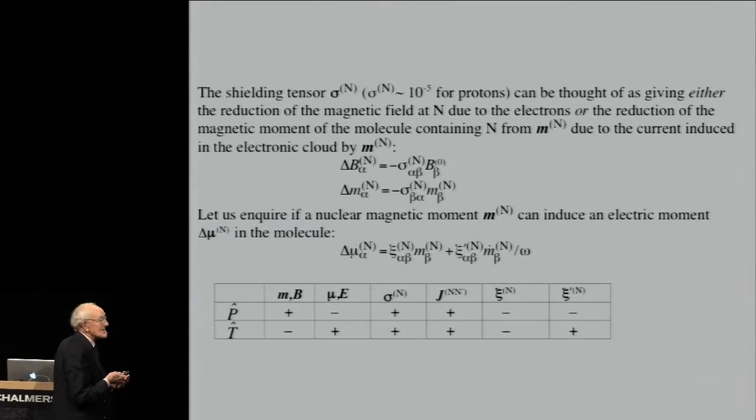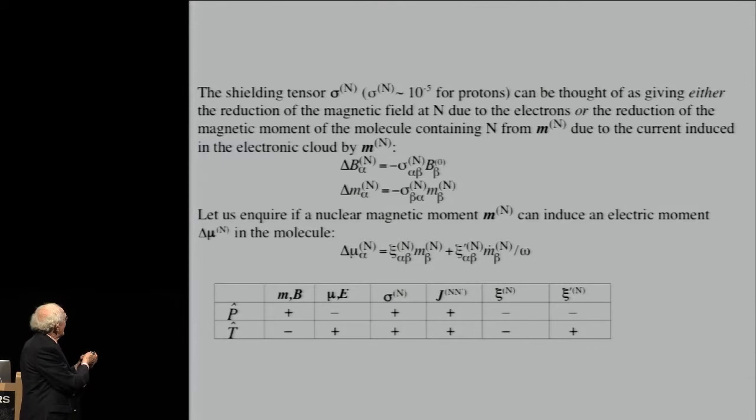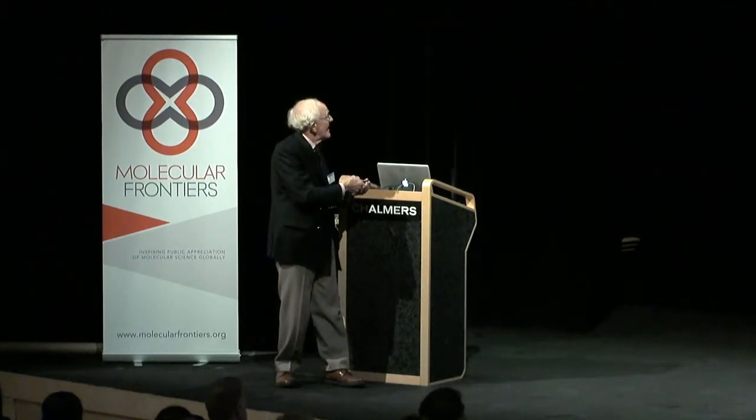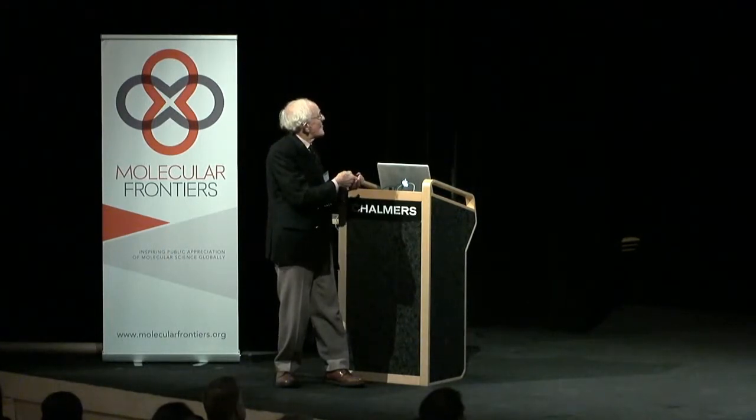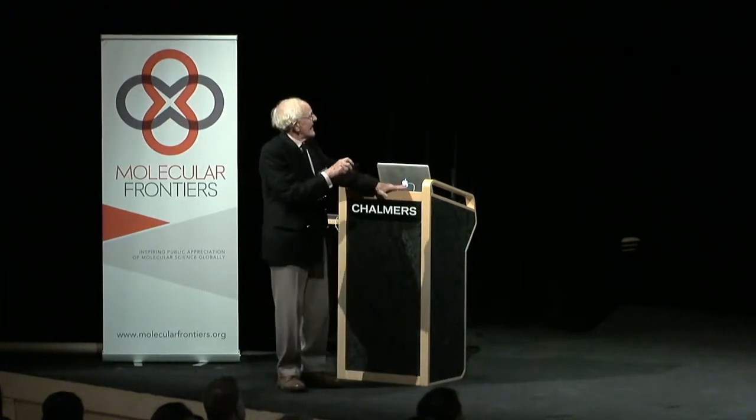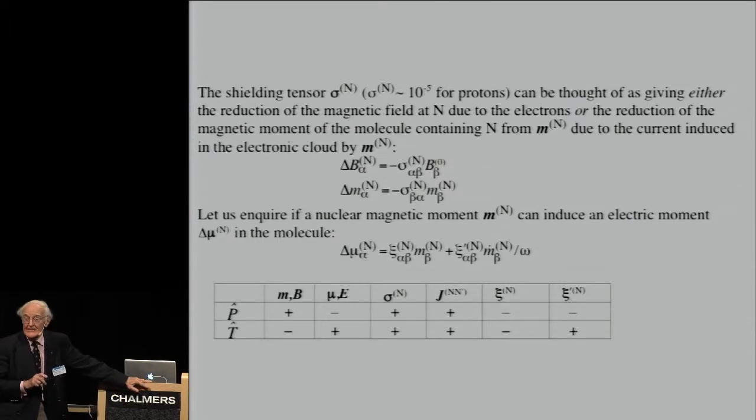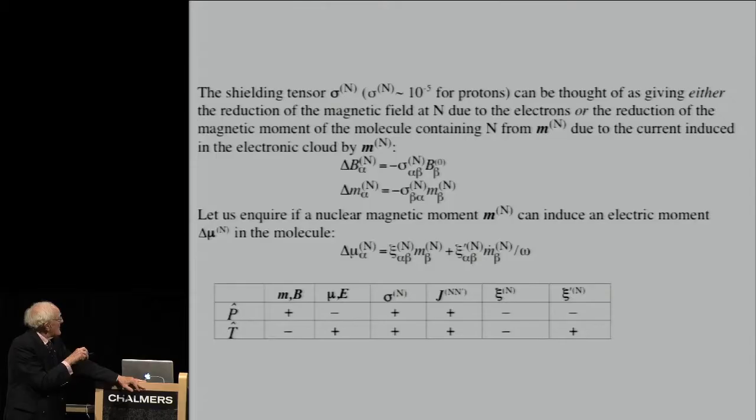Now, let's look a little bit more closely at that chemical shift. It can give us the change in the magnetic field at nucleus N, delta B, resulting from the interaction of the electrons with the magnetic field. And it's transposed, which gives us the magnetic moment of the molecule as a whole as it differs from that of the nucleus. In other words, this is the magnetic moment induced in the electronic environment of the nucleus. The nuclear spin interacts with the electrons and induces a current density in them, which has a magnetic moment. So there's a change of magnetic moment, a part per million typically.